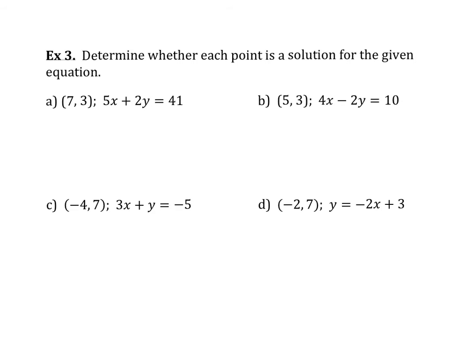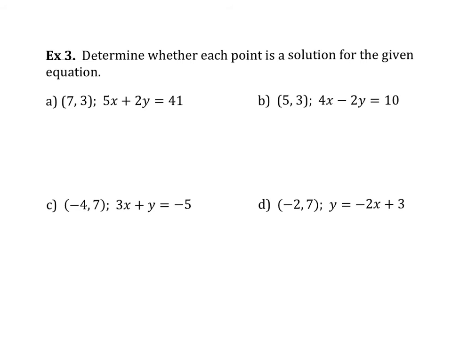Okay, the last example for this section, we're going to determine whether each point is a solution for the given equation. So they give me this point 7, 3, and they want to know, is it a solution for 5x plus 2y equals 41? Because this actually represents a line, even though we don't know that yet. What do they want me to do? They just want me to plug in.